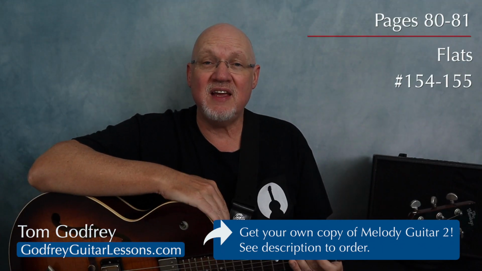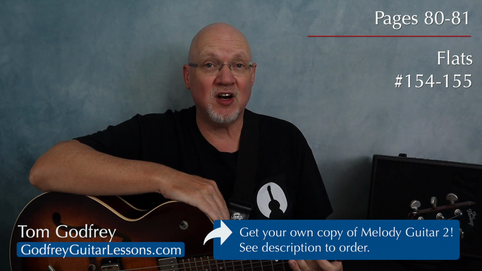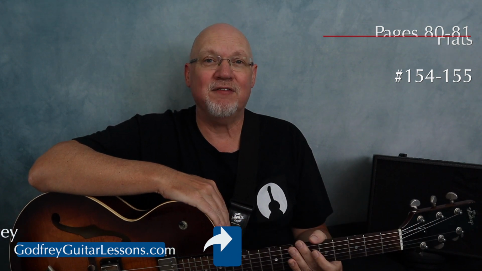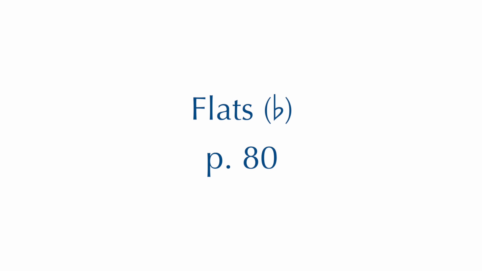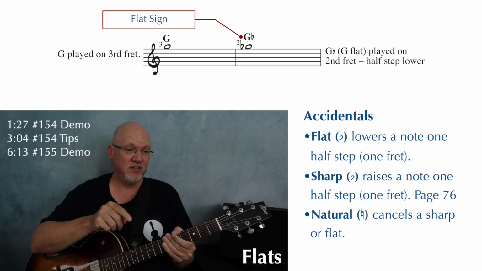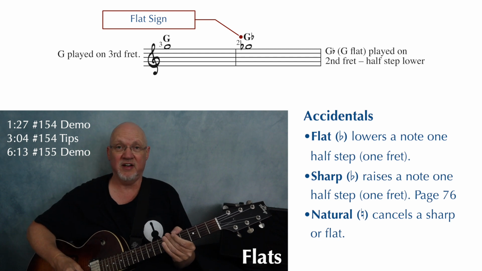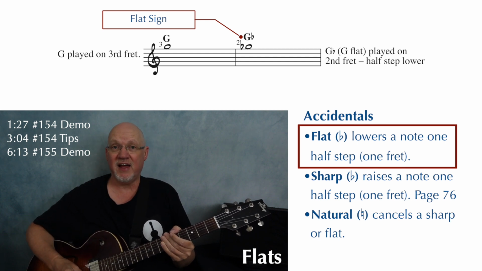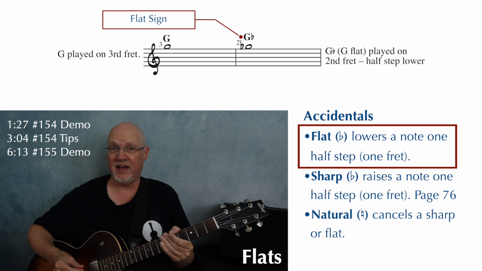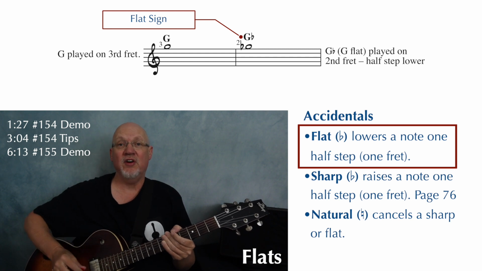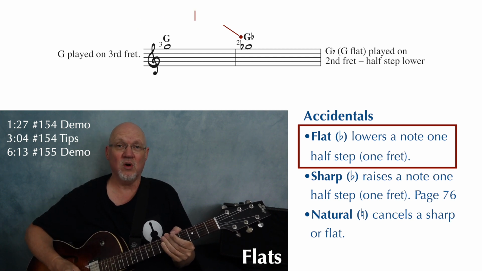We're on pages 80 and 81. You've been learning about sharps, and now you're going to learn about flats. Top of page 80. This is a flat sign, looks like a little b, and a flat is an accidental, like a sharp or a natural, that lowers the note by a half step or 1 fret.